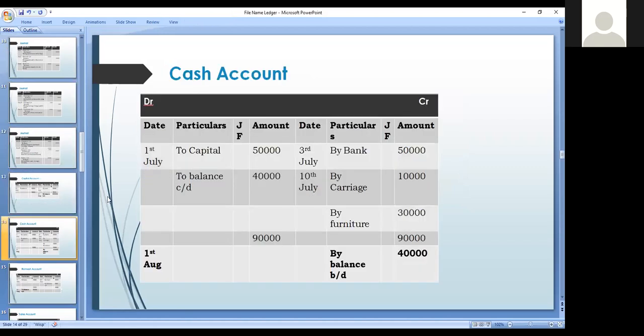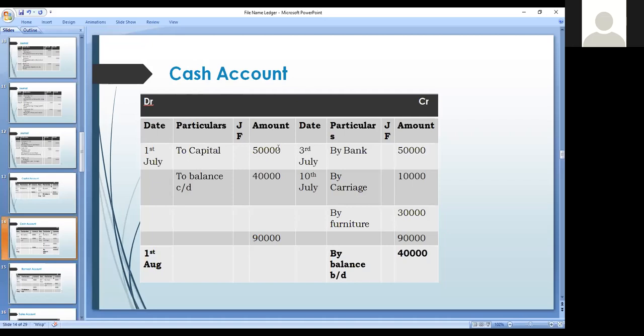What are the transactions dealt with cash? First is capital. Vijay invested capital rupees 50,000. So the cash entry is cash account debit to capital. Cash is a debit item. We put 50,000 on the debit side because it is received as capital. We are showing it as capital.